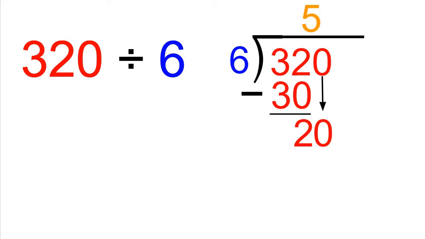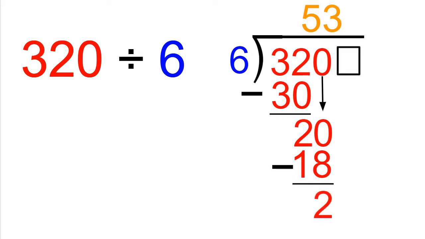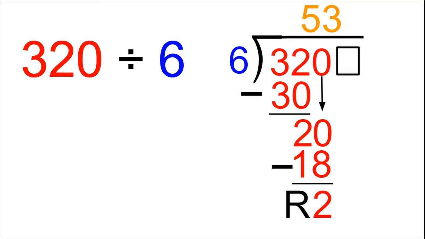And when we go over it, we can see that 6 times 3 gives us 18, which is as close as you can get to 20 without going over it. Now we can subtract these two numbers, and this gives us 2. Now as you can see, there are no more digits past 0, it's empty. So this means that 2 is our remainder, and we simply leave it as R2, remainder 2. And this gives us the answer of 53, remainder 2.